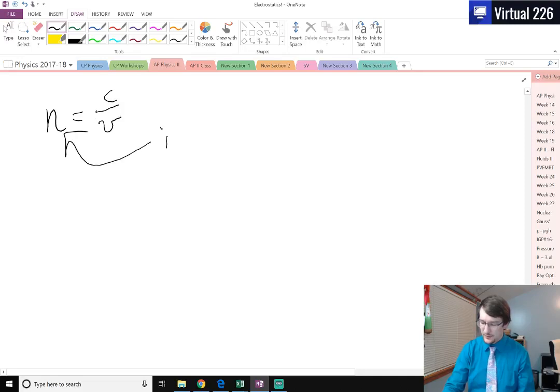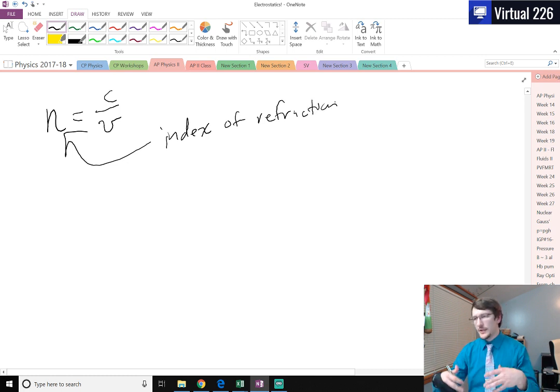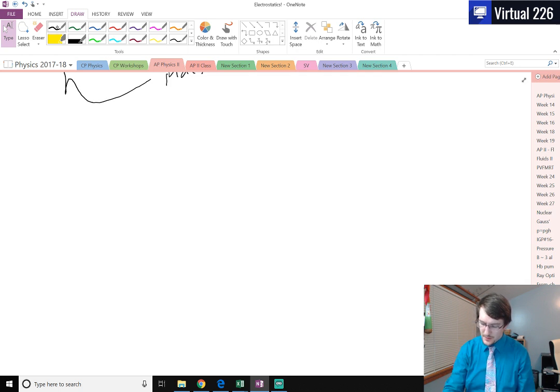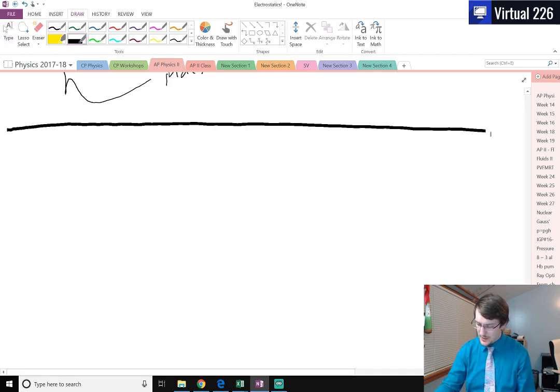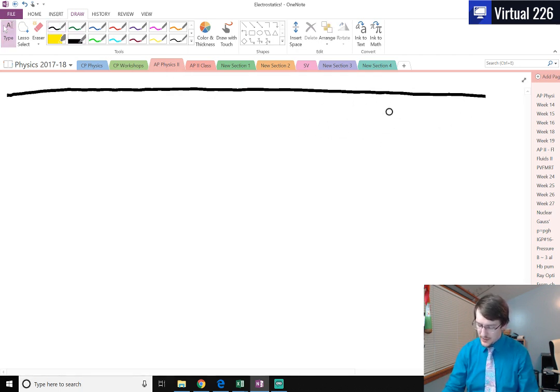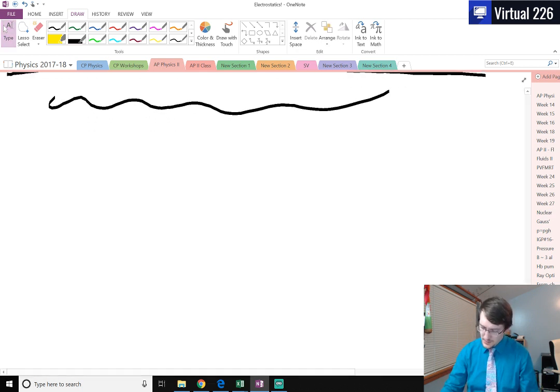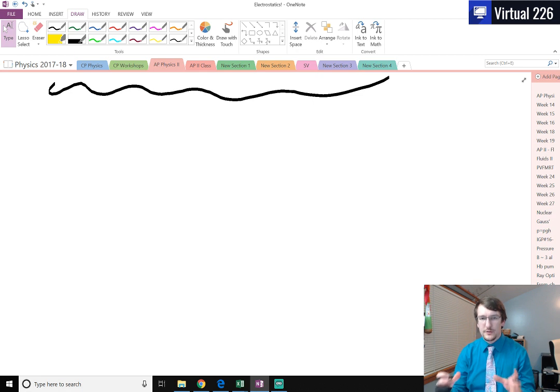So this is that index of refraction, right? And it's just light slowing down in some medium. So what we can do with this is, let's pretend we have, let's look at a soap bubble. Okay, a soap bubble is a good thing to look at for this.